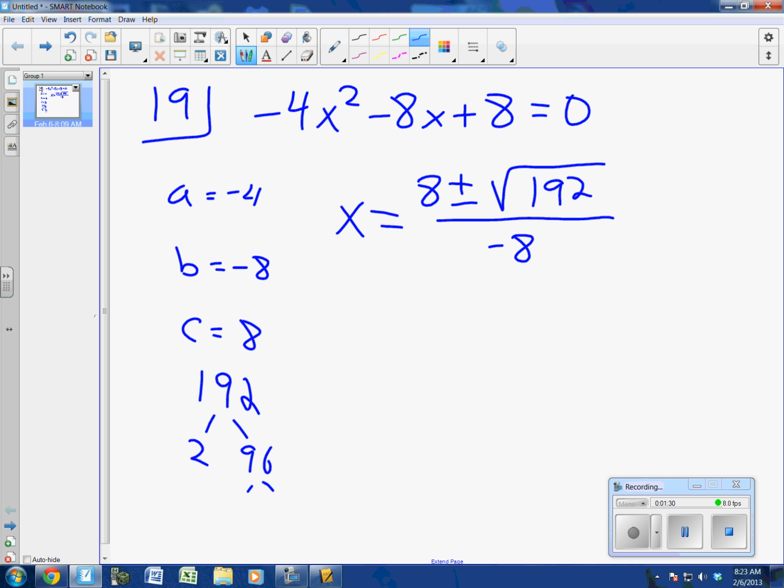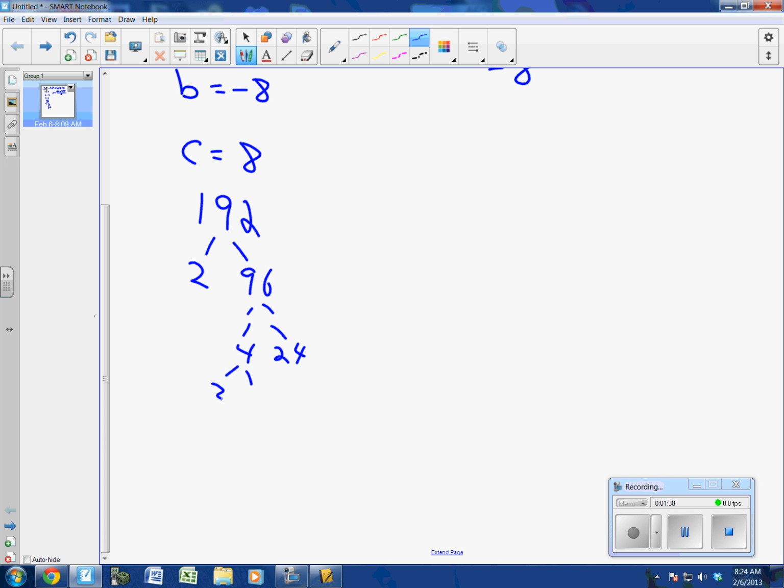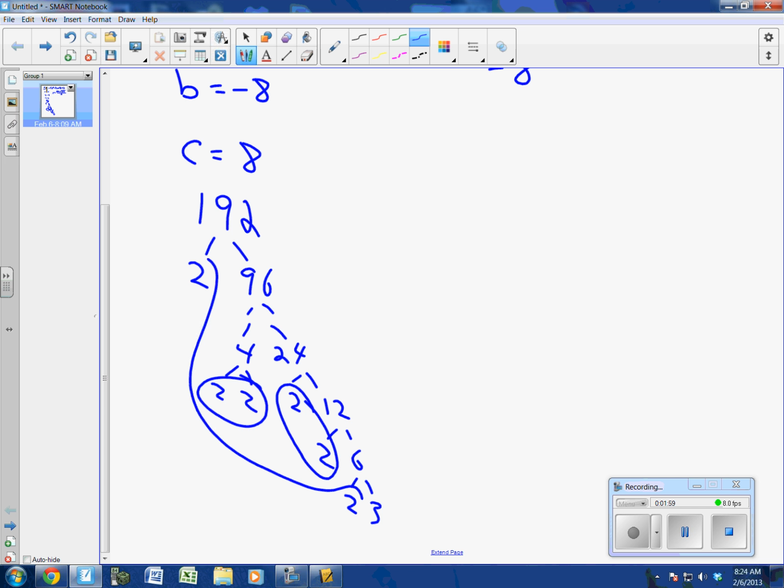4 and 24. 2 and 2. Okay, 2 and 12. 6 and 4. 2 times 6. 2 and 3, right? We have a pair of 2's. We have another pair of 2's. And we have another pair of 2's. And we have a loner 3. So we've got 3 pairs of 2's.